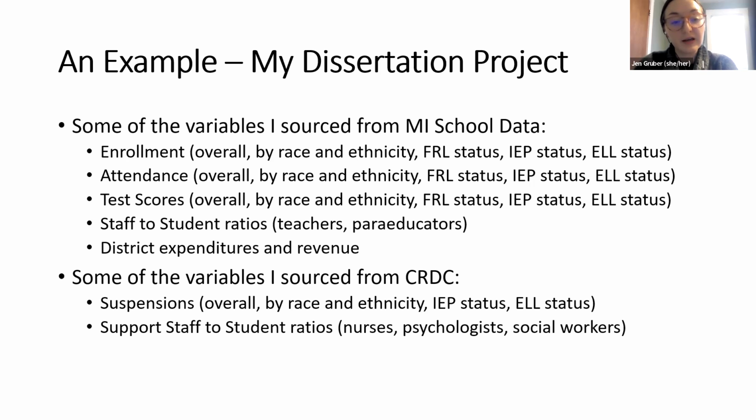And then from CRDC, I was able to get some disciplinary data, which I found, at least in Michigan, is harder to get on their system. So I was really excited to be able to find suspension data, and they also had it broken down by different categories of students, and that was at the school level. They also have information on support staff, so the number of nurses, psychologists, and social workers at the school level. So that's just some of the data that I sourced.